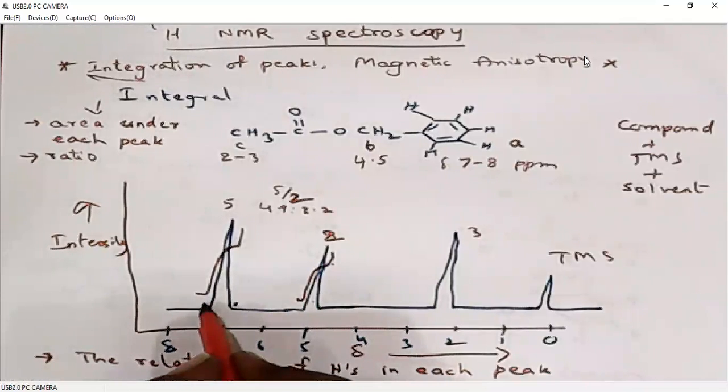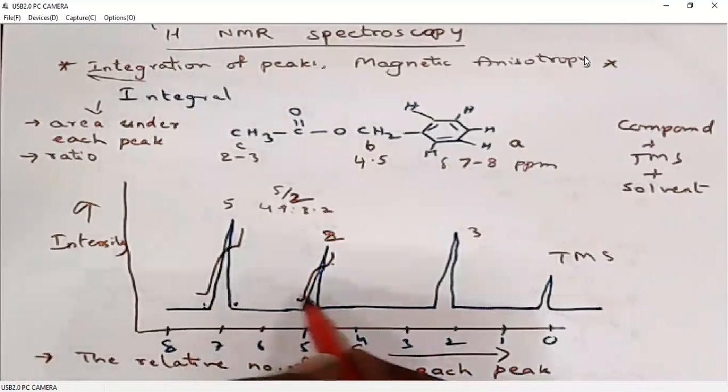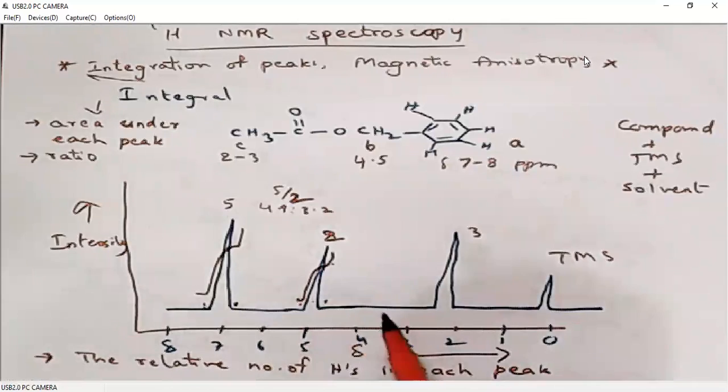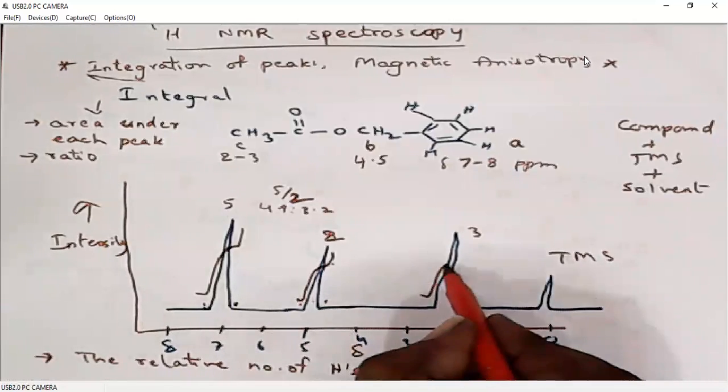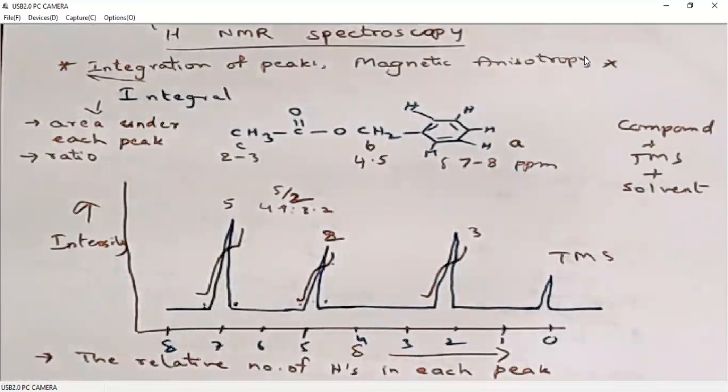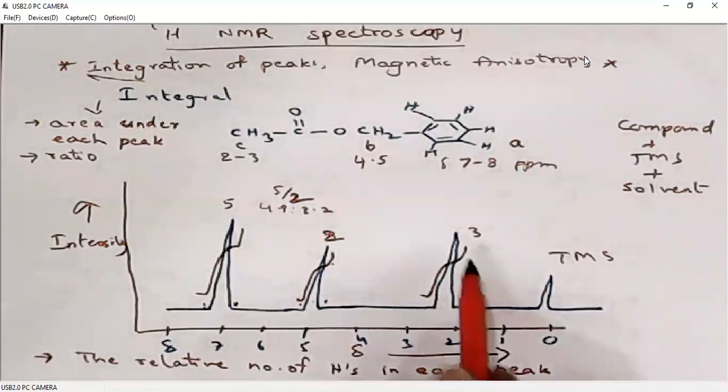So we will select from this point to this point, so it will measure the area here. Then again, we will select a point from here to here. So this is the integral, the integral symbol. Whenever we take an NMR, we do observe this integral symbol. It measures the relative number of protons in each peak. So accordingly, we can easily identify the total number of protons in the molecule.